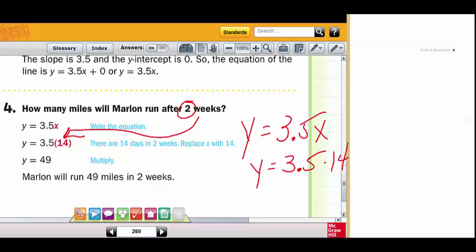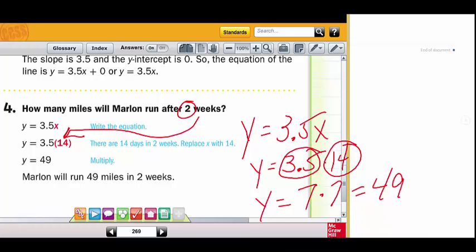The way you can do this in your head is really quite simple. You can double the 3.5. I think most of you could do that in your head. That's 7. And since we're multiplying, if we double one of the values, we have to cut the other value in half. So it's 7 times 7, which of course is 49. So Marlon can run 49 miles in 14 days or 2 weeks.